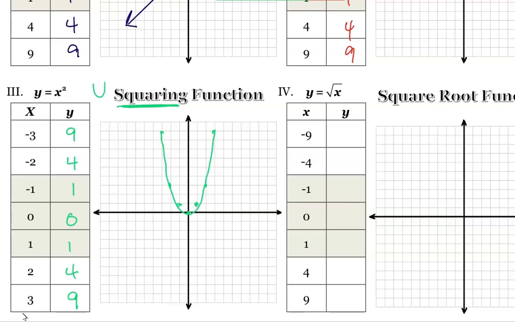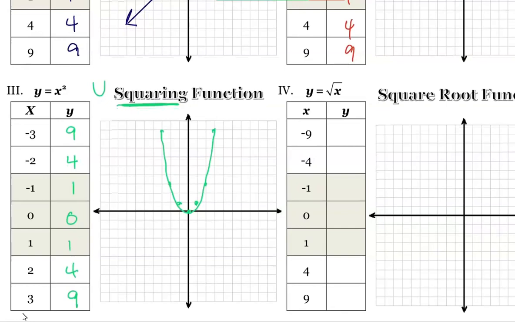Okay, square root function, also called a radical function, but if you think about it as square root, it tells you what to do to the X to get the Y. Again, you cannot have a negative underneath, so we are going to eliminate all of those. You can have a 0.